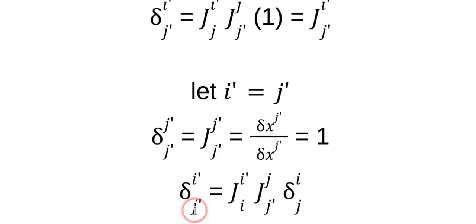I prime, J prime, if they're equal, it's going to be 1. If they're not equal, it's going to be 0. So that's it. Wasn't that fun?